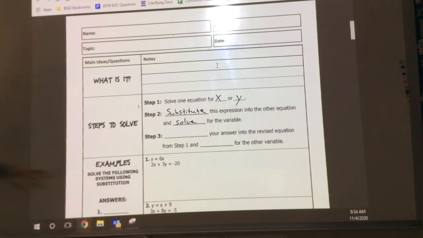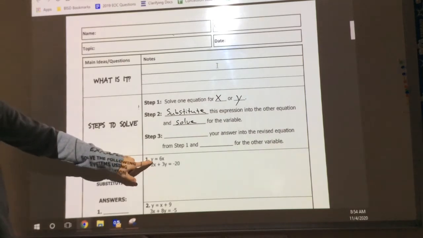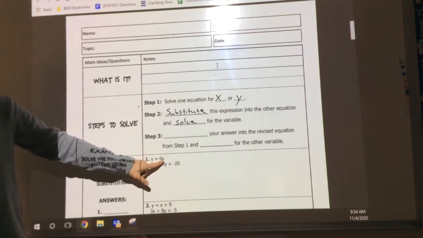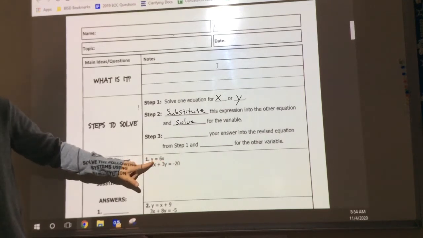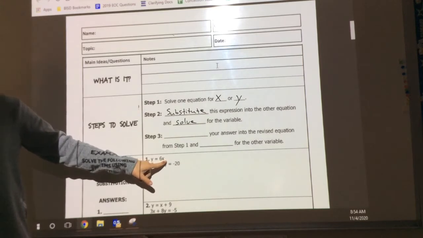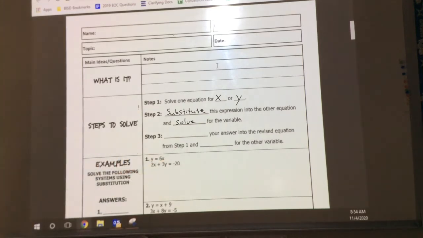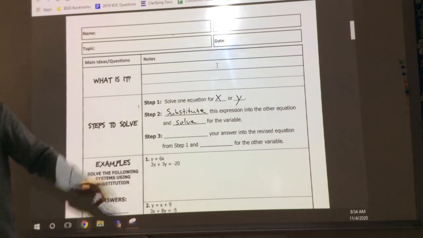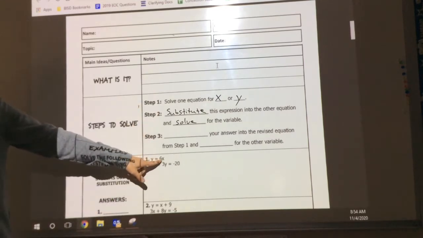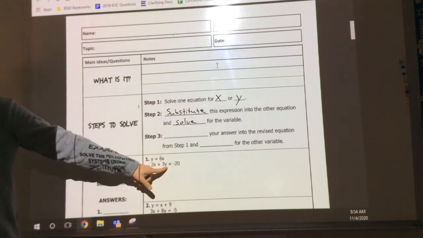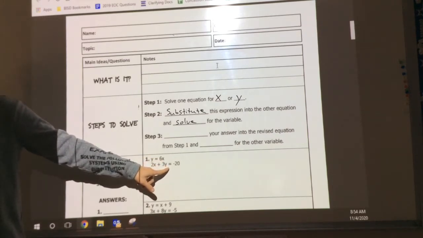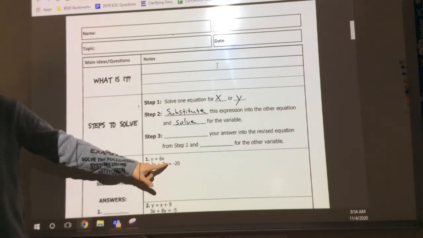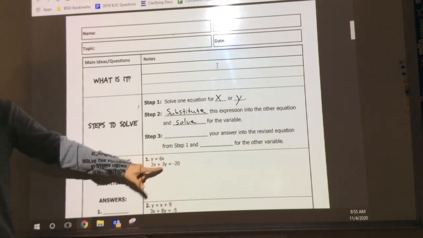I'm going to use this example 1 down here. Right here, do we agree that y is equal to 6x? Y is equal to 6x. So therefore, if I say y, you should know I'm talking about 6x. And if I say 6x, you should know I'm talking about y. So when I say substitute, I'm going to take this value of 6x and replace this y in the second problem with 6x because they're equal to each other. Therefore, by replacing this y with a 6x, I now only have one variable in the problem.